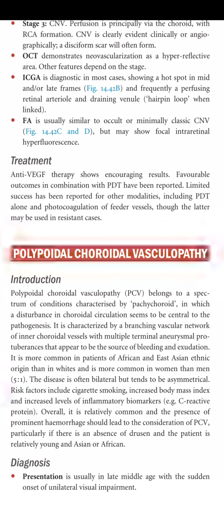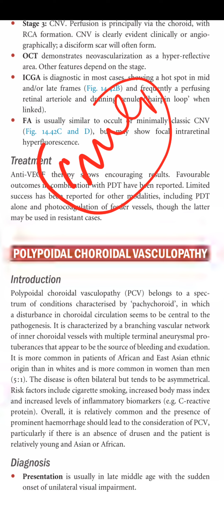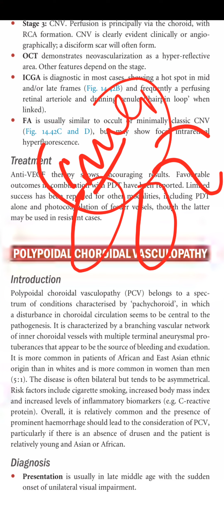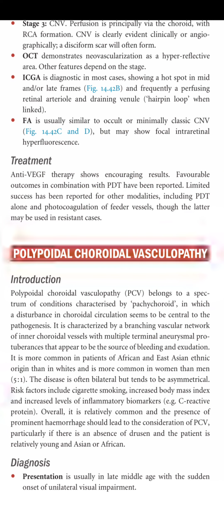It is characterized by a branching vascular network of the inner choroidal vessels with multiple terminal aneurysmal protuberances that appear to be the source of bleeding and exudation. So you know that there are inner choroidal vessels and they have aneurysmal-like proliferation, like polyp formation, and that results in bleeding and exudation. It is more common in patients of African and East Asian ethnic origin than in white and is more common in women than men, 5:1.